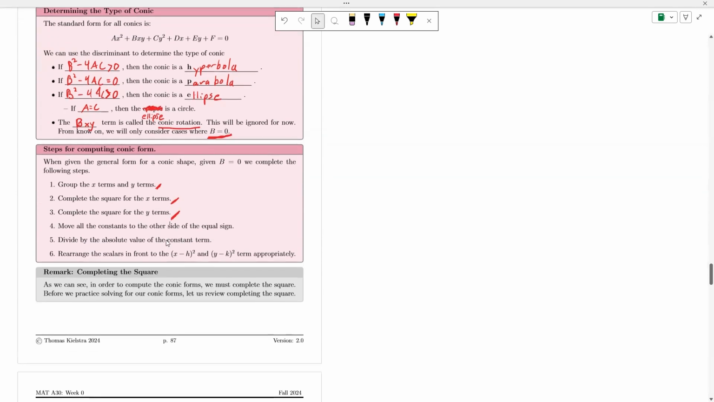Now, why are we doing this? Well, we're going to move all the constants to the other side of the equation sign. Then we're going to divide by the absolute value of the constant term everywhere. Then we're going to rearrange the scalars in front of x minus h squared and y minus k squared. As we can see, in order to compute the conic form, we must complete the square. So before we practice solving our conic forms, let's review completing the square.